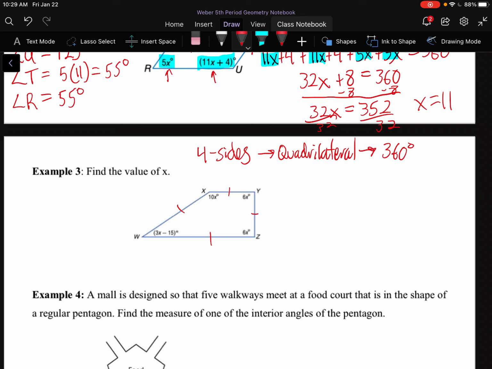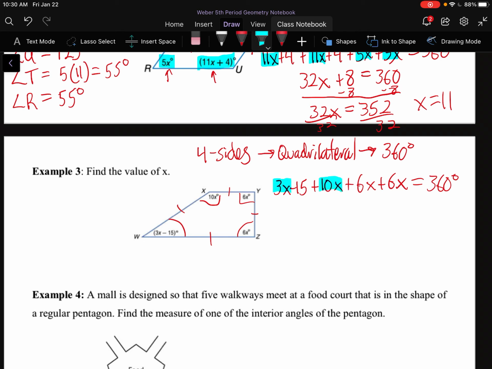So now all I have to do is take each of my angle measurements. I have a 10x, a 6x, a 6x, and a 3x minus 15. If I add all those together and set them equal to 360 degrees, I can solve for my value of x. So I'll have a 3x minus 15 plus 10x plus 6x plus 6x. And those are my 4 angles. And I set those all equal to 360 degrees because 360 degrees is the interior angle sum of a quadrilateral. So now I can solve for x.